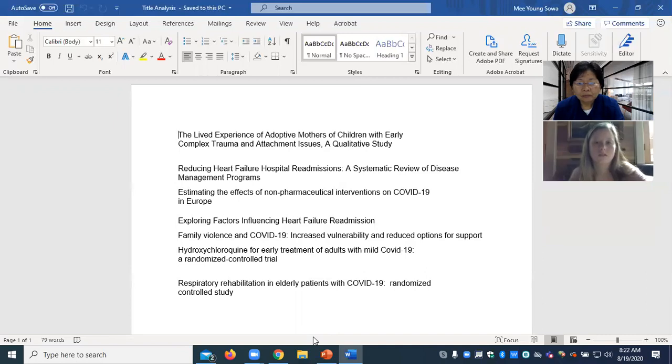Respiratory rehabilitation in elderly patients with COVID-19, randomized control study. That's a quantitative. Perfect, okay? Therefore, you have some idea. You choose some topic, you choose the population, whether it's adult or pediatric or OB, and you choose the topic, like COVID-19. You are interested in pharmacology or non-pharmacology or anything, okay? You are interested in breastfeeding, okay? If so, you can choose breastfeeding and put randomized control study.